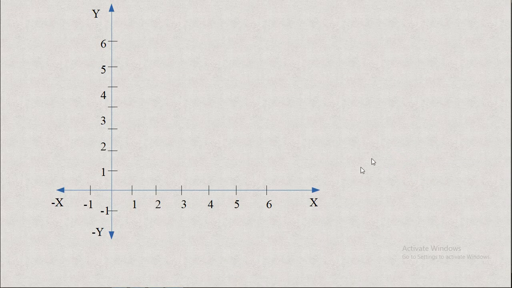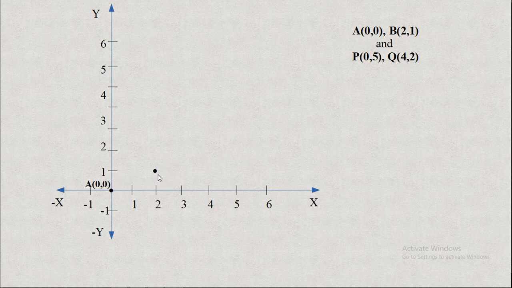Okay, now we are going to draw the lines representing both the equations. For the first equation we are taking the points 0, 0 and 2, 1 as A and B, and for the second equation we are taking the points 0, 5 and 4, 2 as P and Q. Now for the first equation, 0, 0, the point is here, and next is 2, 1, that is x equal to 2 and y equal to 1, the point is here, and through these 2 points we are drawing the line, and this line now represents the equation x minus 2y equal to 0.